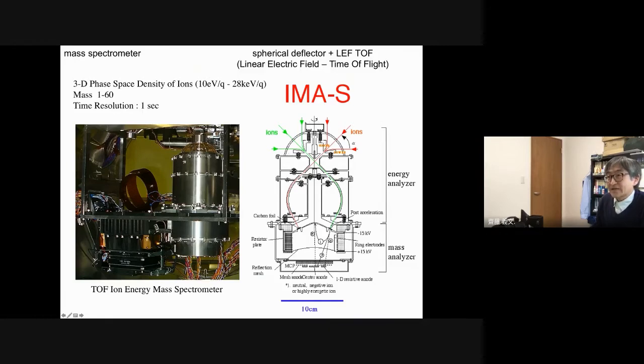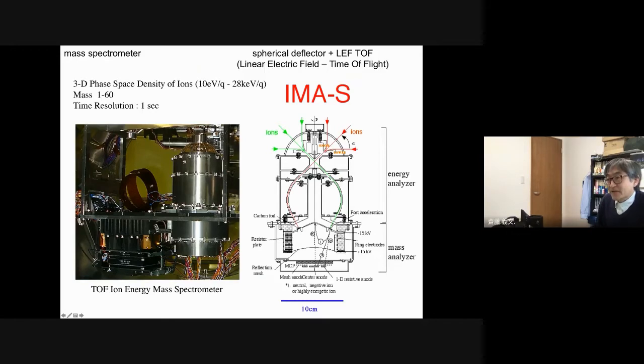For example, this instrument has a hemispherical field of view by using these electrodes here, and by applying high voltage to the electrodes here, we can change the incident direction of the ions. Inside the analyzer, we have these spherical deflectors, nearly the same as a top hat type electrostatic analyzer, but 45 degrees inclined. By this electrostatic analyzer, energy per charge is selected and the ions go into the mass analysis part here. This is called the LEF, linear electric field type time of flight mass analyzer.